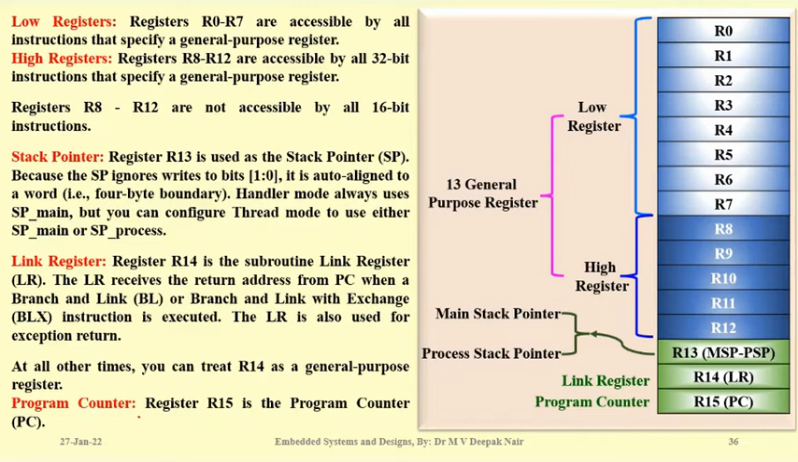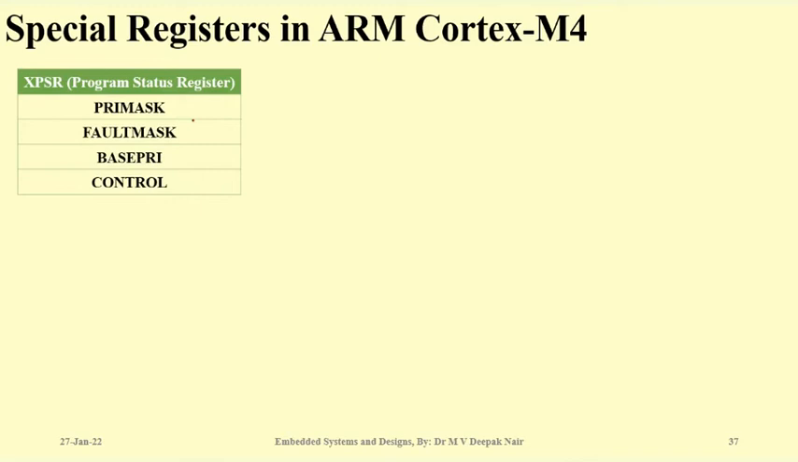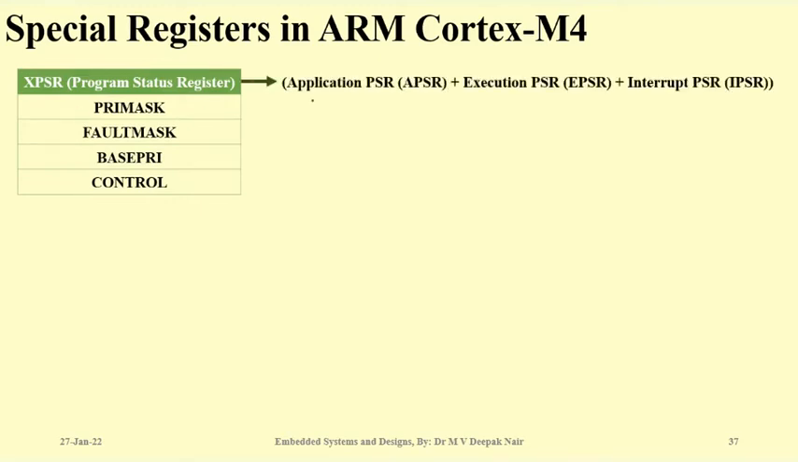Now the program counter, we know the program counter always points to the location where the instruction is being executed. So this is all the story about these registers, and when we write the program we will be able to see all these things. Now special registers, like I said, there are 5 special registers. Together we call them XPSR, or program status register. PSR, we can say program status register.